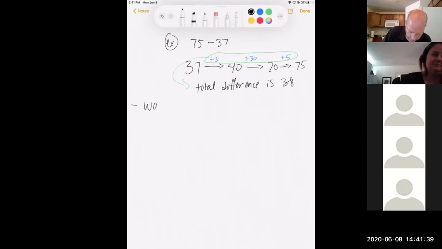Way 4. This is called subtracting tens and ones.